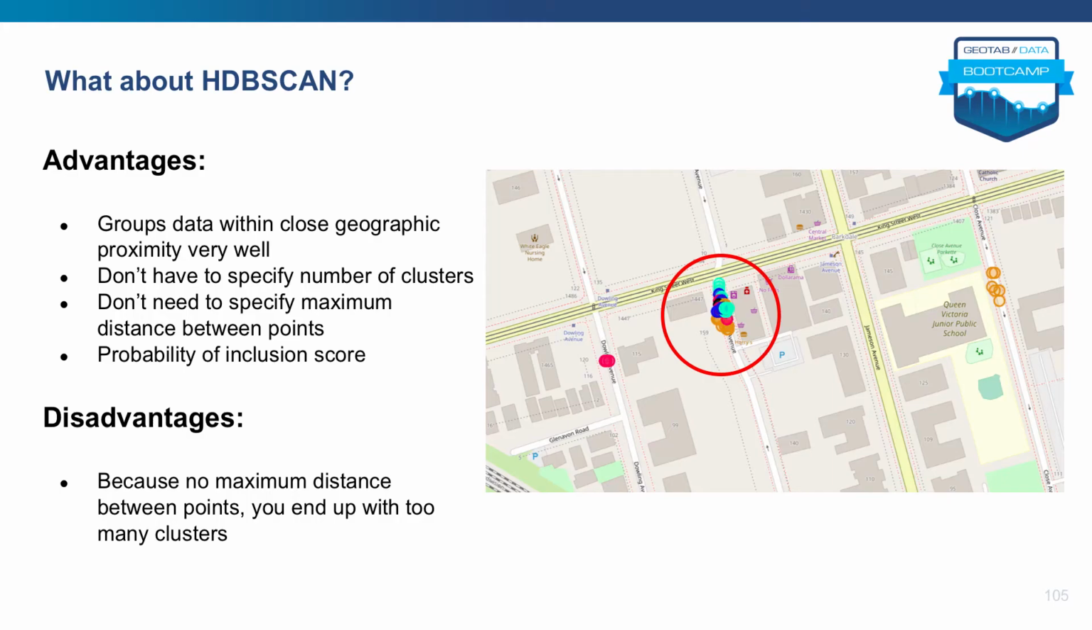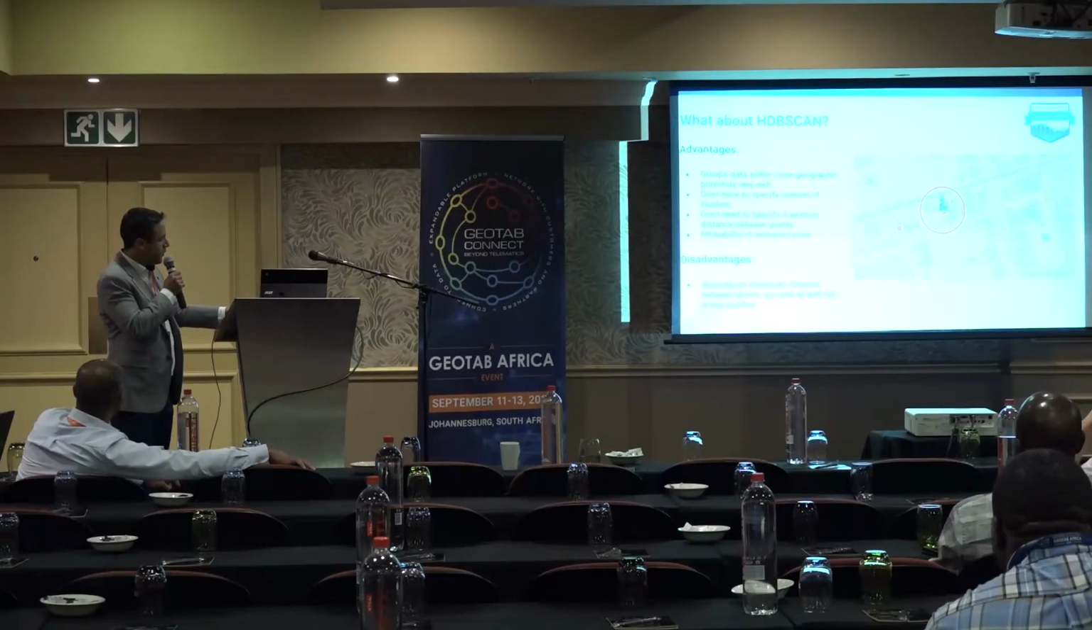And there's another form called hierarchical DBSCAN. And that's really great because you don't even have to specify, in this case, a minimum distance, and it groups things nice and compact together. But the problem is, if they're too close, it thinks there are so many little groups all together. So the disadvantage is because there's no maximum distance, you end up with all these tiny little clusters.